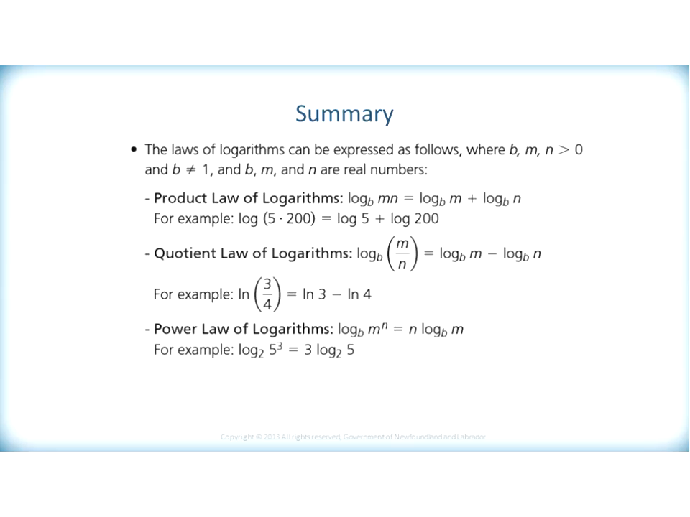In summary, the laws of logarithms can be expressed as follows, where b, m, n are greater than 0, b cannot equal 1, and b, m, and n are real numbers. We have the product law, in which we multiply numbers when we're given the sum of two logs. We have the quotient law, in which we get the quotient of two numbers when there's a difference. And we have the power law, in which we can take the exponent and bring it in front to multiply by the log.